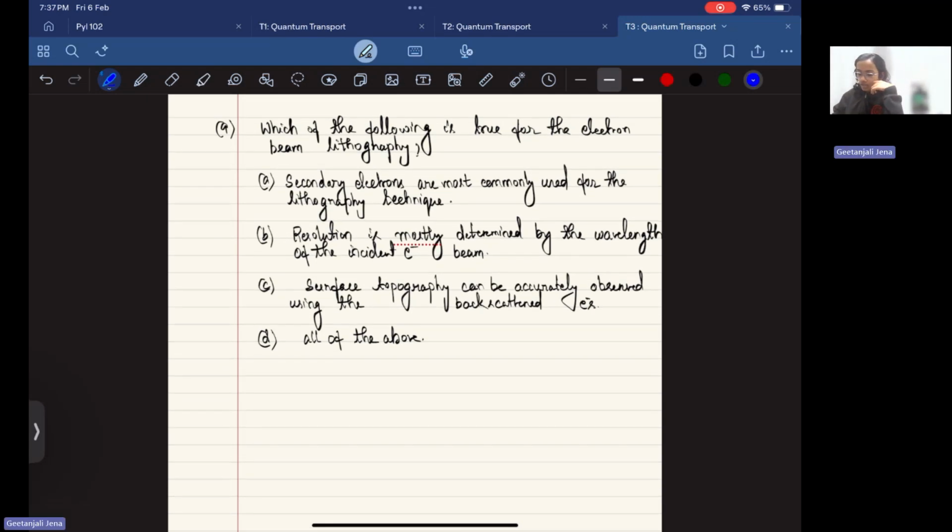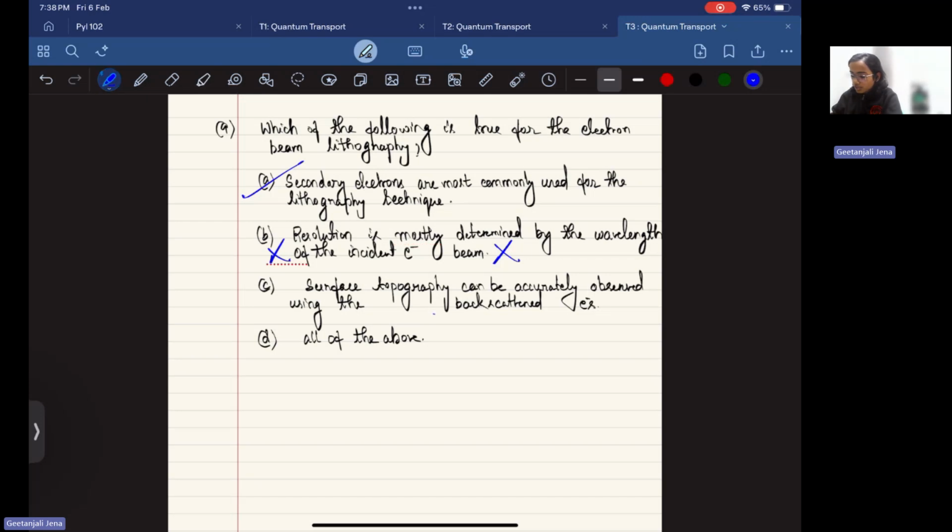Question number 9. Which of the following is true for electron beam lithography? Option A, secondary electrons are most commonly used for the lithography technique, which is true, right? Option B, resolution is mostly determined by the wavelength of the electron, which is not true, because for electron beam lithography the resolution is mostly decided by the lateral diffusion of secondary electrons and forward scattering, resist properties. So this is not quite true.